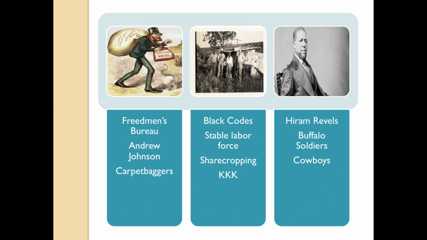All right, but as soon as Reconstruction started and you ended up freeing 4 million souls from bondage, well, what do you do next? Remember, these are individuals who had never really been taught how to live in society. So the Republican Party eventually creates this thing called the Freedmen's Bureau. A lot of Northerners will come to the South through this organization to try and help rebuild the South and help educate former slaves and find them places to work.